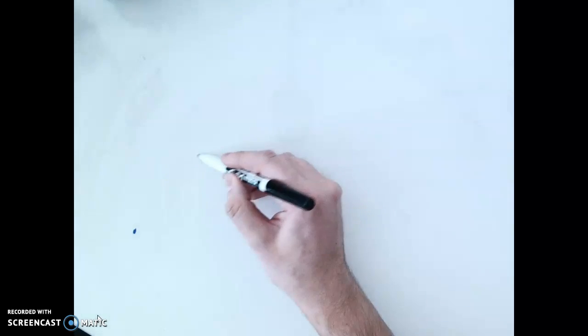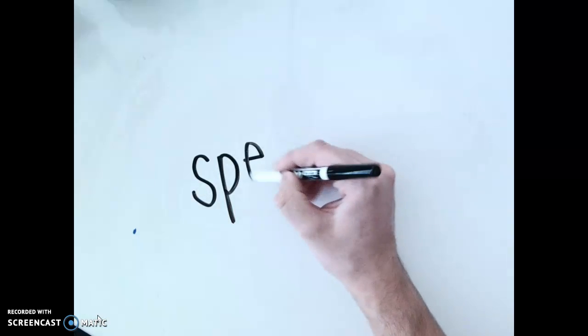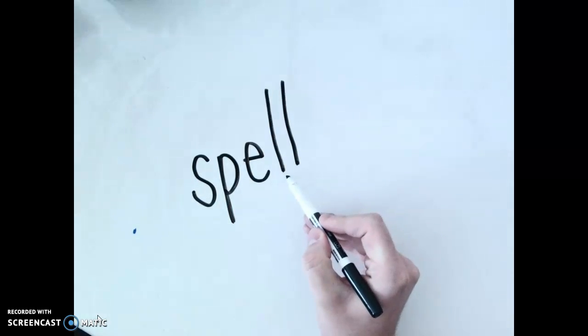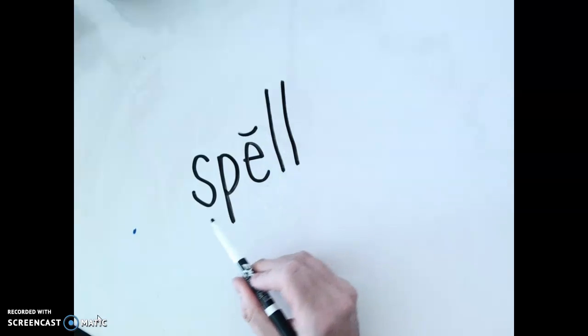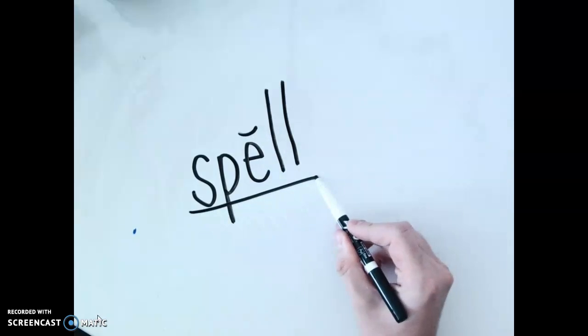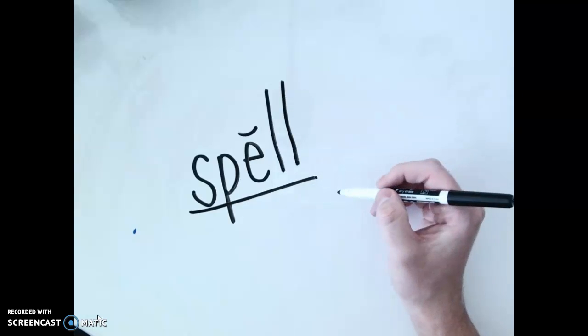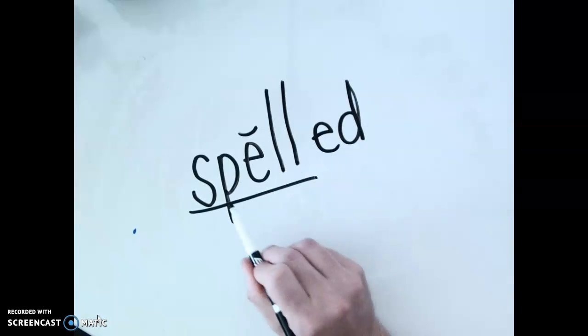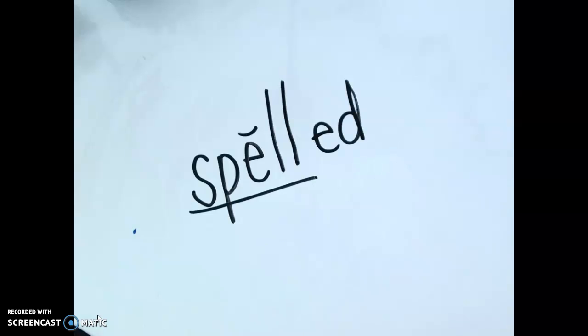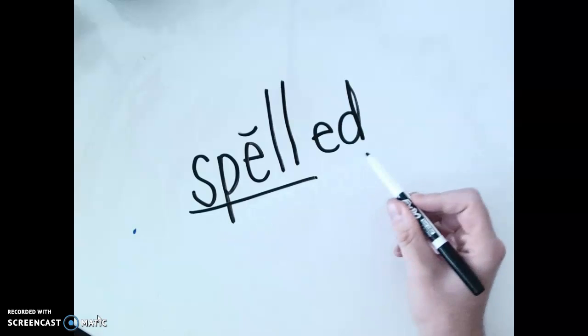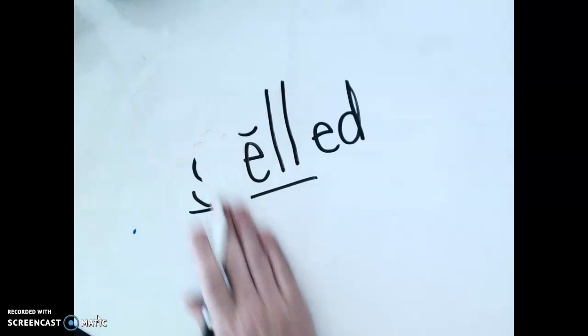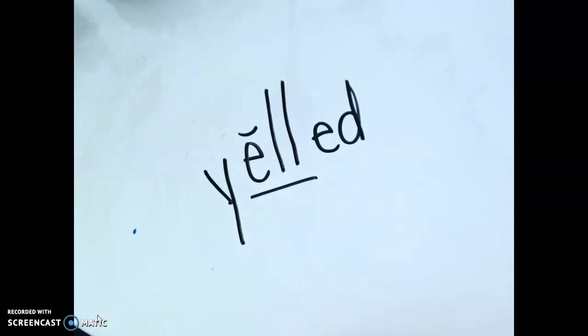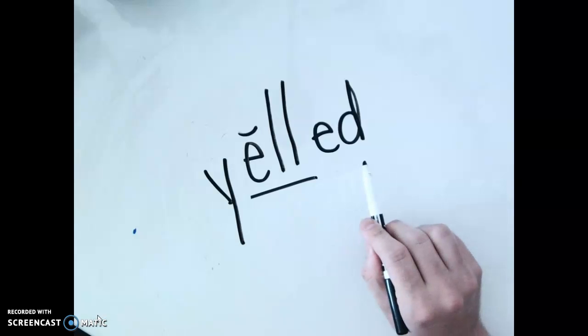The next word I'm going to do is spell. S-p-e-l-l. We need a double L because there's a short E here. Spell. This is my base word. I'm going to make the word say spelled. So I'm going to add ed, says d, spelled. What's the word? Spelled. If I take this off and put a y, now we have the word yelled.